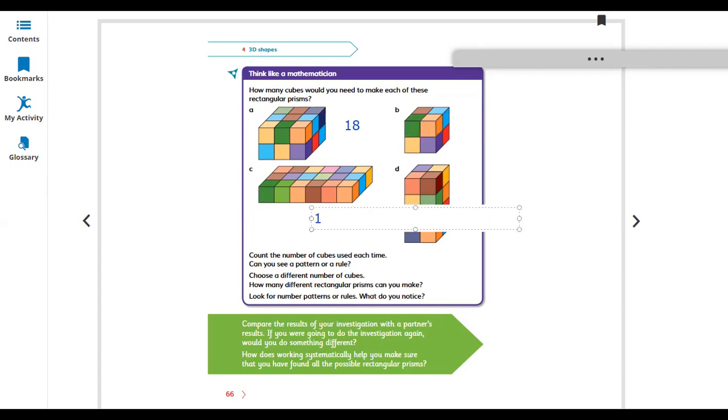In C, there are 18 cubes. And in B, 1, 2, 3, 4, 4 plus 4, 8, 8 cubes. And here in D, 1, 2, 3, 4, 5, 6, 7, 8, 8 plus 8, 16 cubes in D. Count the number of cubes used each time. We counted already. Can you see the pattern or a rule? Choose a different number of cubes. How many different rectangular prisms can you make?